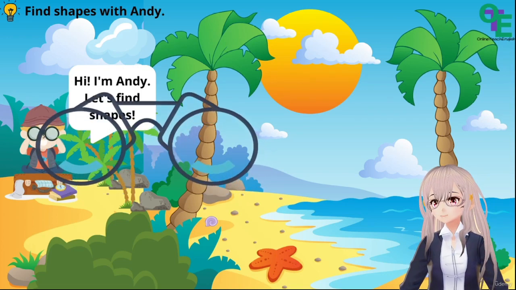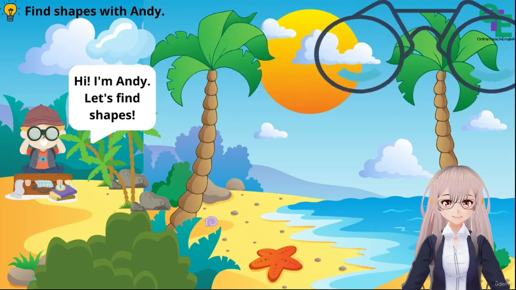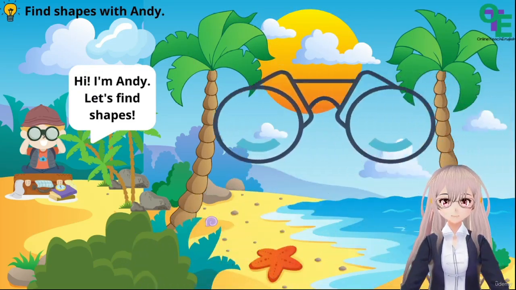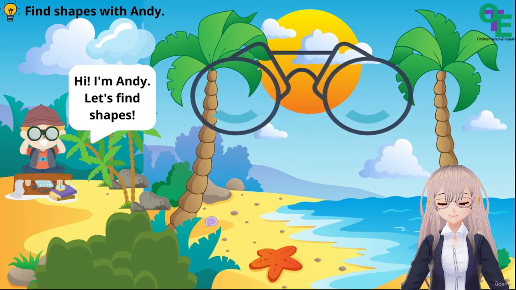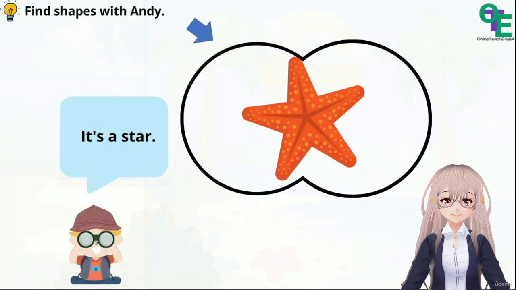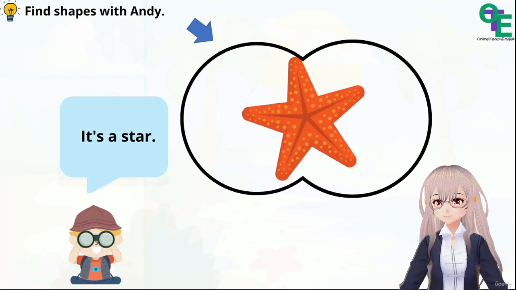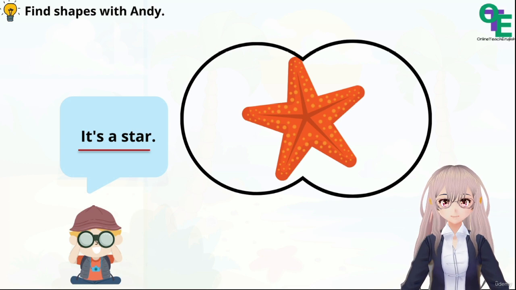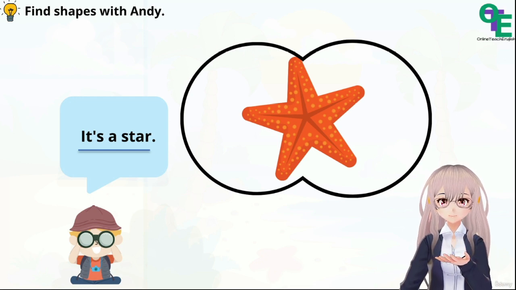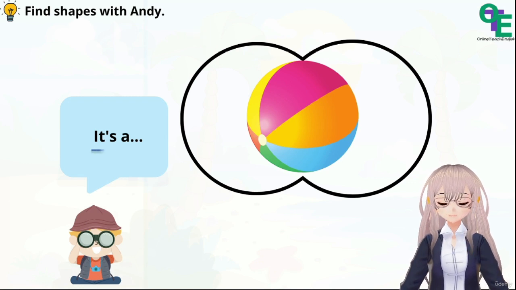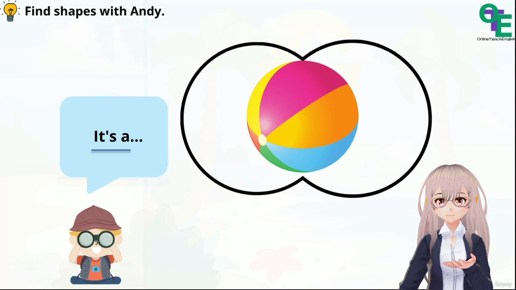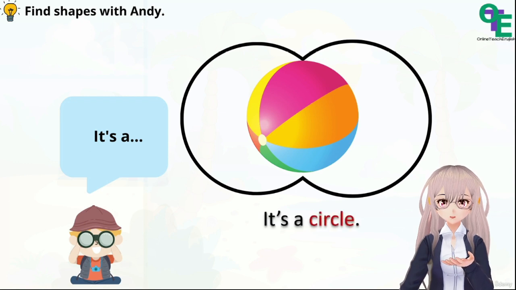Look, it's Andy. Let's find shapes with Andy. Can you spot a shape? What shape is it? It's a star. It's a star. What shape is it? It's a circle.